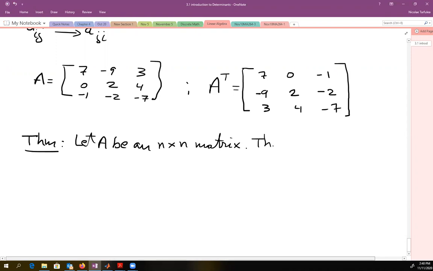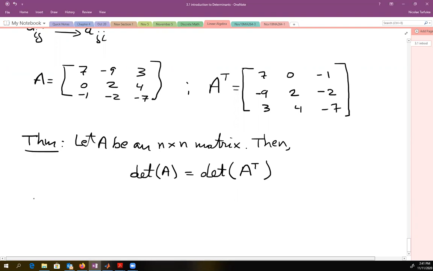Then the determinant of A equals the determinant of A transposed. The proof is very simple and comes from the very definition of a determinant. I can convince you that that's the case in our example.